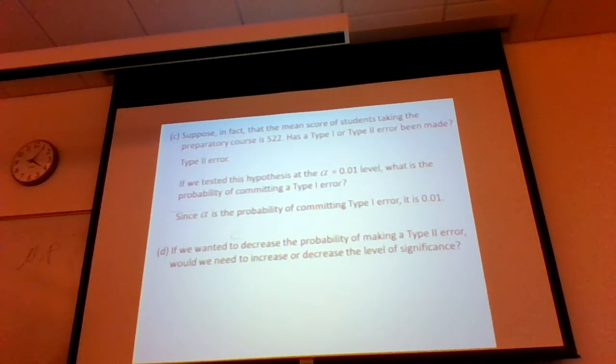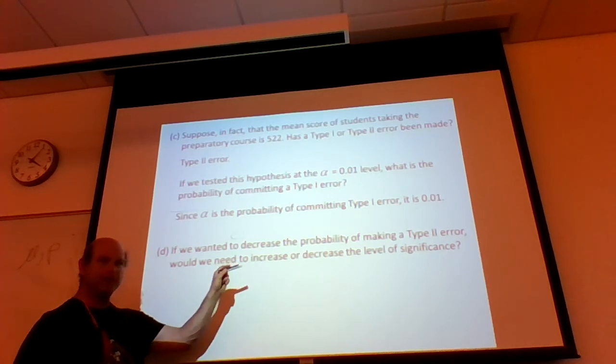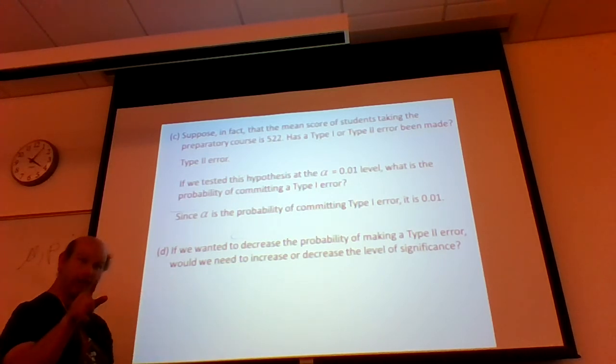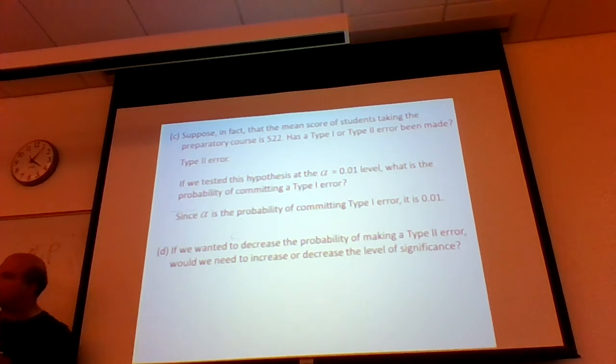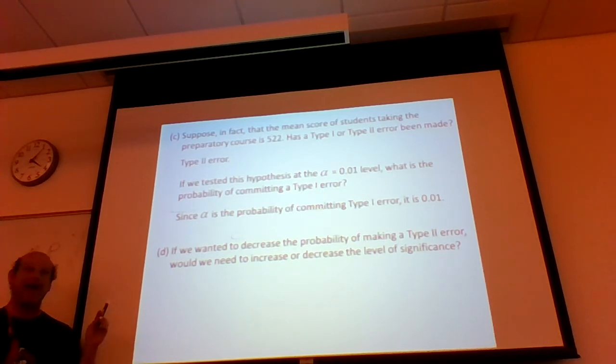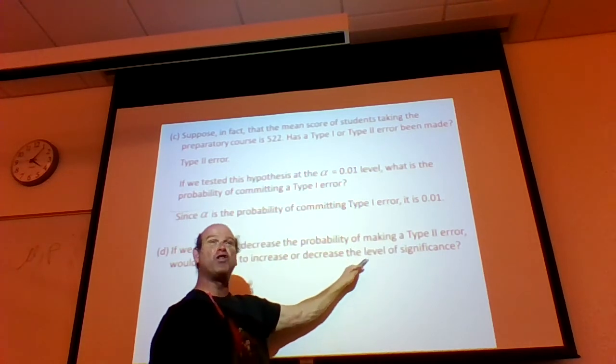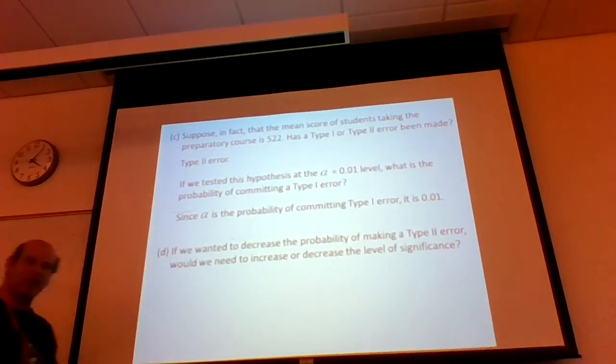Remember, type 2 error is beta. How many people say increase? How many say decrease? Remember what happens: if you make this smaller, you make this larger. So increase is correct.